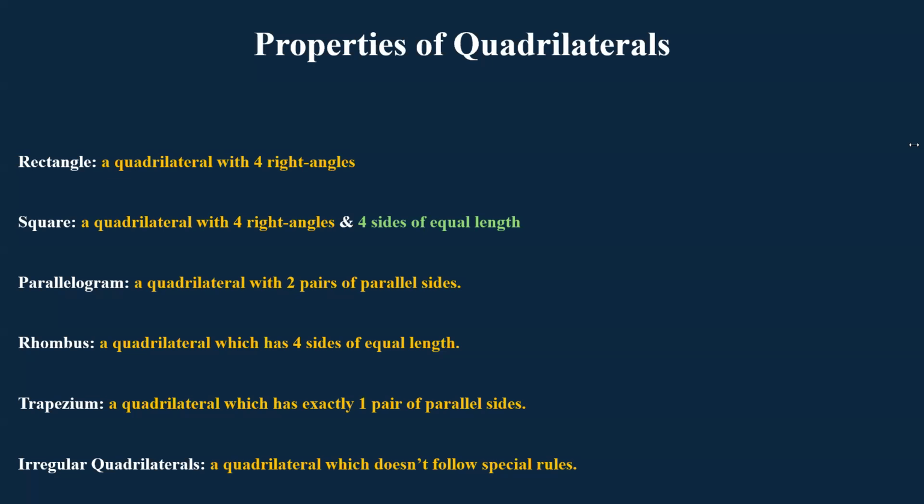Scarlett, what do you think properties might mean? Properties are like a specific thing that a shape has. Awesome, yeah. So properties are like the characteristics, how we describe the shape. So, for example, a rectangle is a quadrilateral with four right angles. So a rectangle is a four-sided shape with four right angles.